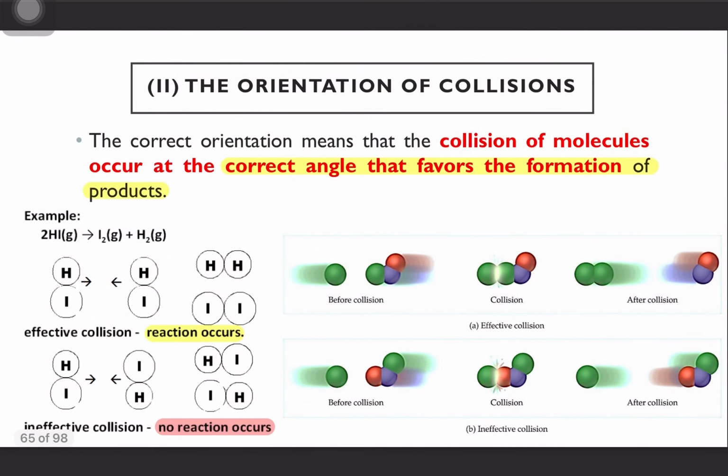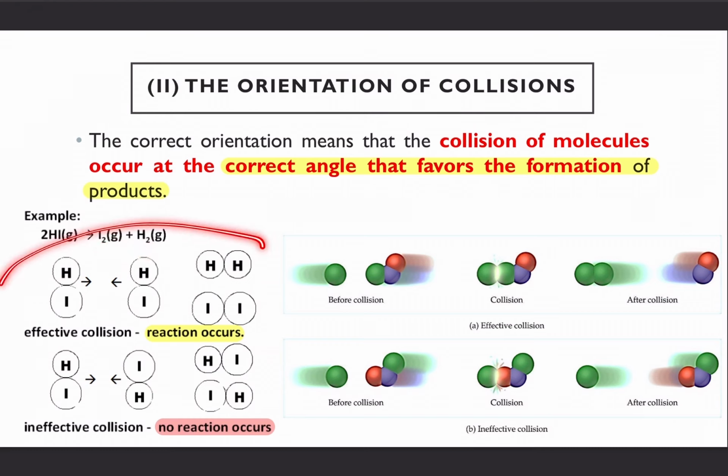Okay, so next is the orientation of collisions. Orientation maksudnya the relative position for your collisions. So correct orientation means the collision of molecules occur at the correct angle that favors the formation of your products. For example, let's say we have hydrogen iodide molecules. These two molecules will collide to form iodine gas and hydrogen gas.